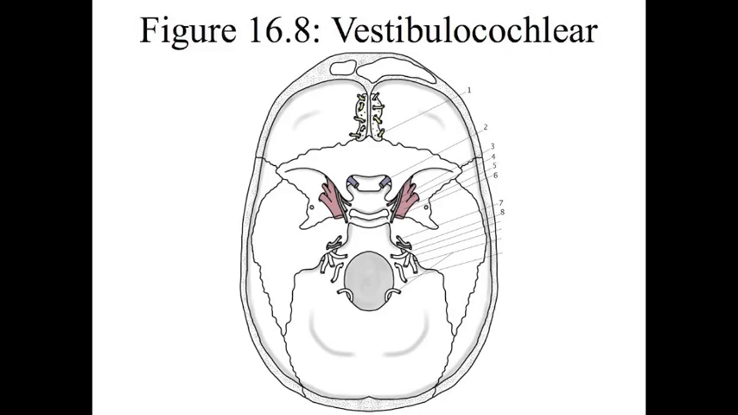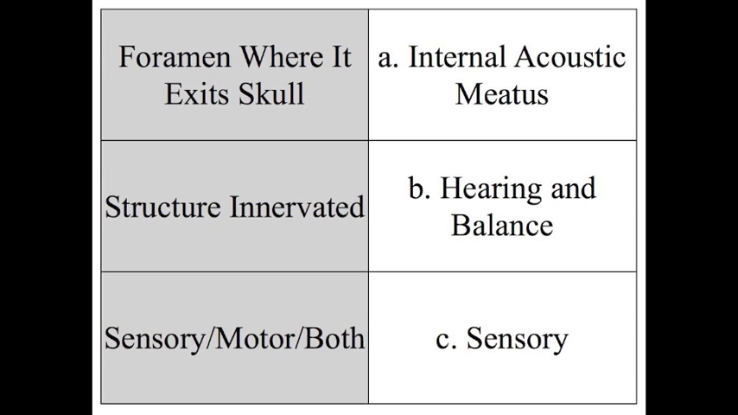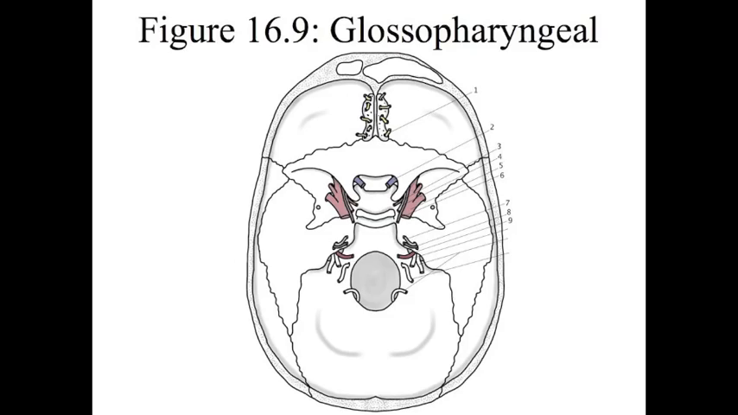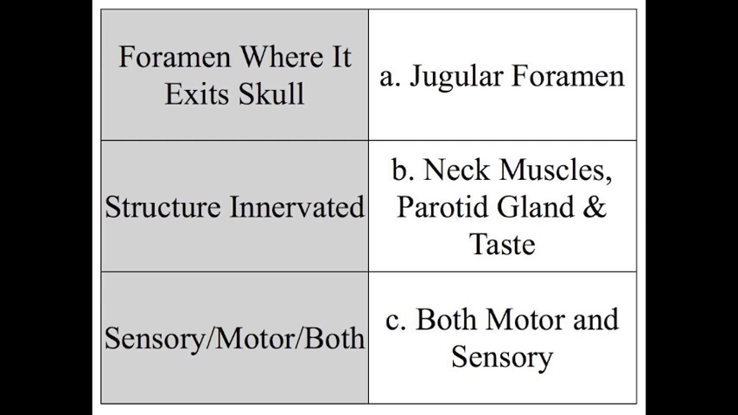Number 8 is the vestibulocochlear nerve. It exits the skull through the internal acoustic meatus. It innervates hearing and balance, so if you're feeling a little dizzy, thank your vestibulocochlear nerve. And it is a sensory nerve. Number 9 is the glossopharyngeal nerve. It exits the skull through the jugular foramen. It innervates the neck muscles, the parotid gland, and taste. So it is therefore a both sensory and motor nerve.